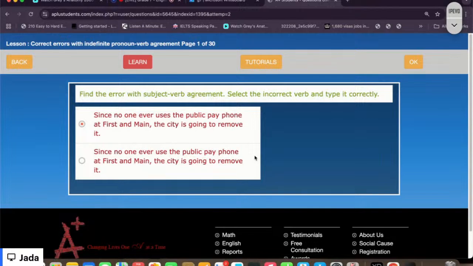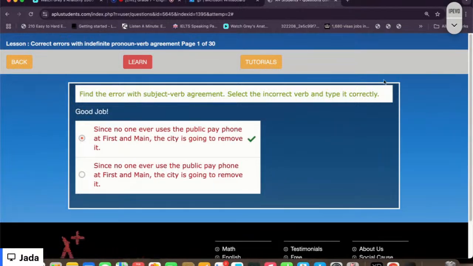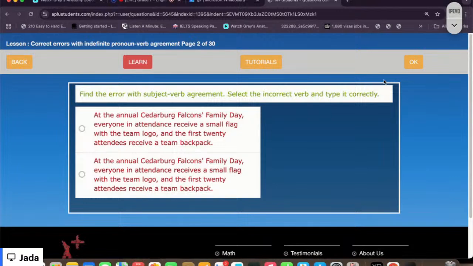So if you take note of this, you see that uses and use is the one that has the difference. And we say that no one is singular, right? So we would say uses because the singular verb always ends with s, es, or ies. Okay?